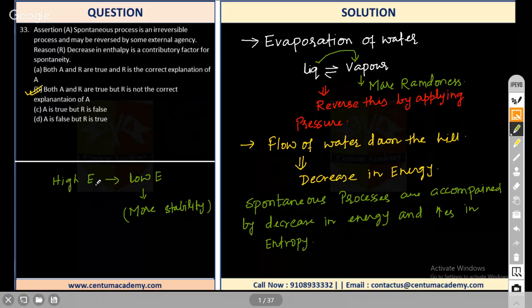Since decrease in enthalpy takes place, the energy will be low over here and hence the stability will be more, and that's why it is spontaneous in nature. Any process from high to low energy, because of more stability, will be spontaneous. So decrease in enthalpy is a contributory factor, correct? And obviously R is not the correct explanation of A. Clear? Understood?